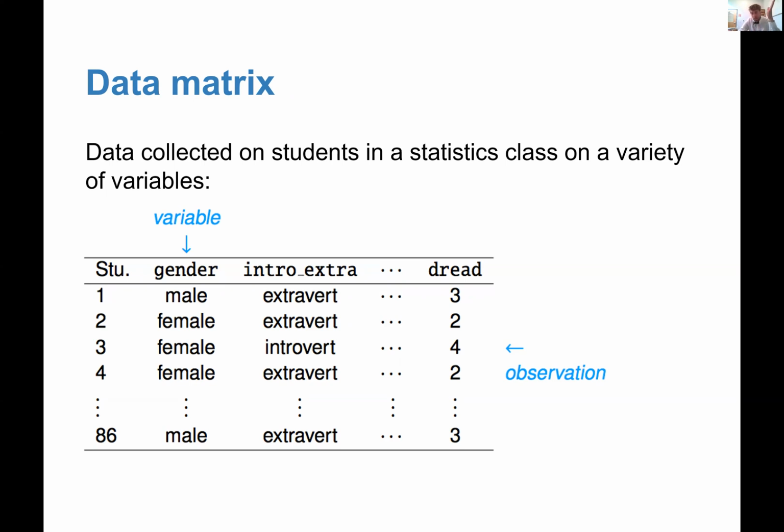And so a variable corresponds to how you would store columns. So it would be a property of each person. An answer to each question would be a variable. The variable gender would be male or female, so 2 possibilities. Then the variable dread would have 5 possibilities, and so on and so forth. Each row would be an observation. So in this case, a particular person, person number 3, is a female student who's an introvert and dreads this course with level 4.